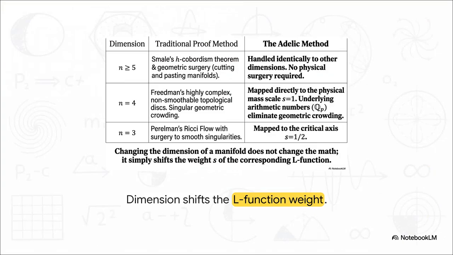And this slide brilliantly illustrates why this unification is possible. Changing the dimension of a manifold in the Adelic framework doesn't break the math. The underlying arithmetic numbers, the p-adic numbers, they completely eliminate that geometric crowding. So changing dimensions simply shifts the weight, or S, of the corresponding L function. Dimension 3 maps straight to the critical axis, where S equals 1/2, and dimension 4 maps to the physical mass scale, where S equals 1. Those classical geometric blockages literally just dissolve.